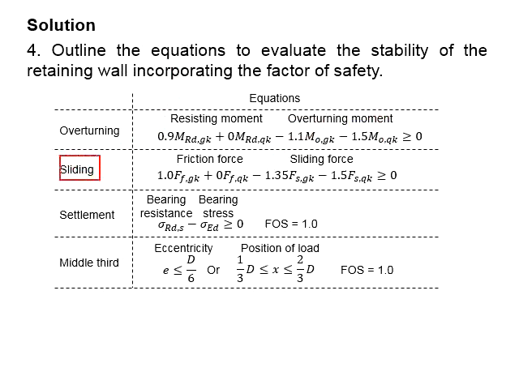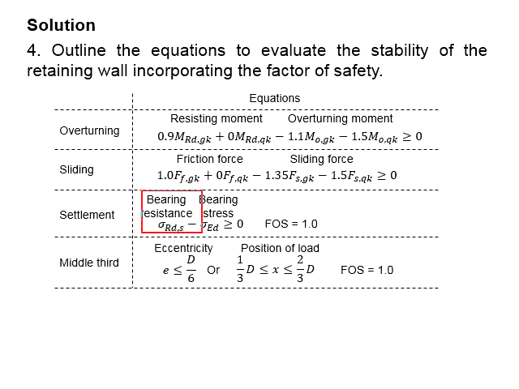As for the sliding check, the frictional force is to be checked against the sliding force. The frictional force needs to be greater than the sliding force so that it is more than zero. The factors of safety for favorable conditions are 1.0 and 0, and for unfavorable forces are 1.35 and 1.5. As for the checking for the settlement, the bearing resistance is to be checked against the bearing stress.